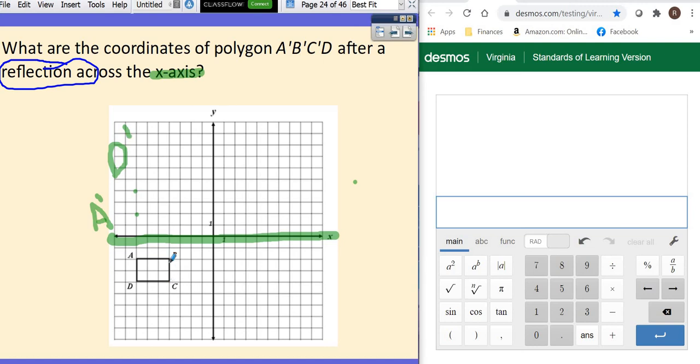I'm going to go ahead and do C. 1, 2, 3, 4. 1, 2, 3, 4. And that's my C prime. And I'll do B last. 1, 2, 1, 2, and that is my B prime. So that's what that rectangle looks like when you reflect it. And like I said, make sure you're always careful about what axis it is and make sure to highlight it.